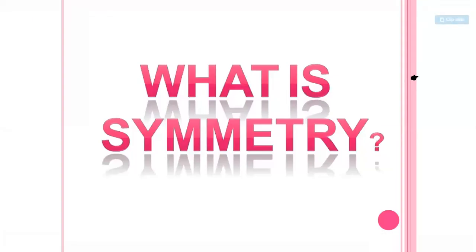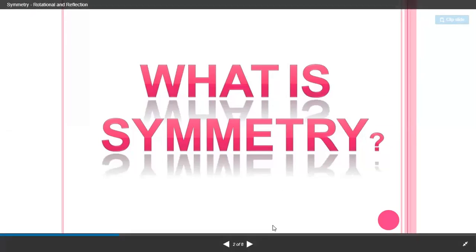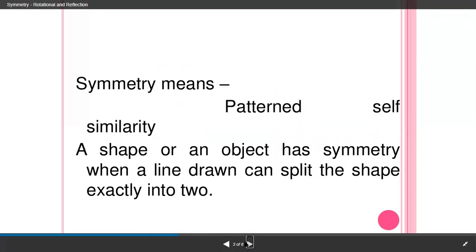Today our topic is symmetry and patterns, page number 20. As we have discussed patterns in the last lecture, today we are going to discuss what symmetry is. Symmetry means patterns, self-similarities. A shape or an object has symmetry when a line drawn can split the shape exactly into two.